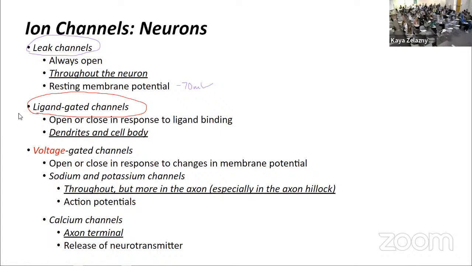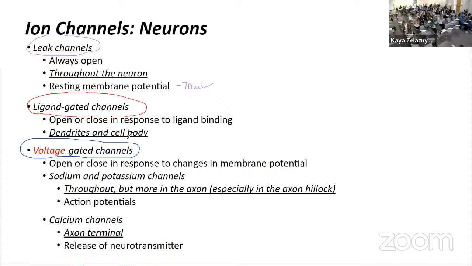We are moving in right now to our voltage-gated channels. Our voltage-gated channels are why we care about that threshold. The threshold of negative 55 millivolts is important because when we get to that charge, these voltage-gated channels change shape and start to open up. These voltage-gated channels basically respond to electricity, so they're responding to changes in that membrane potential.